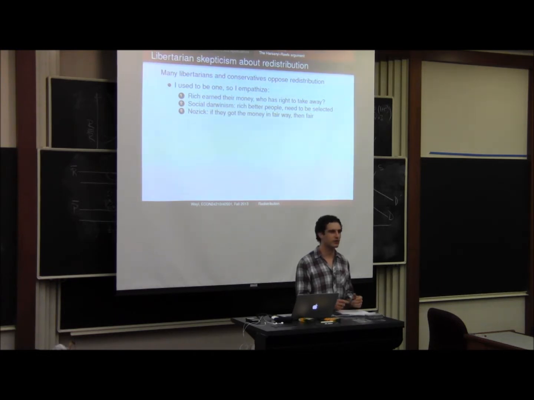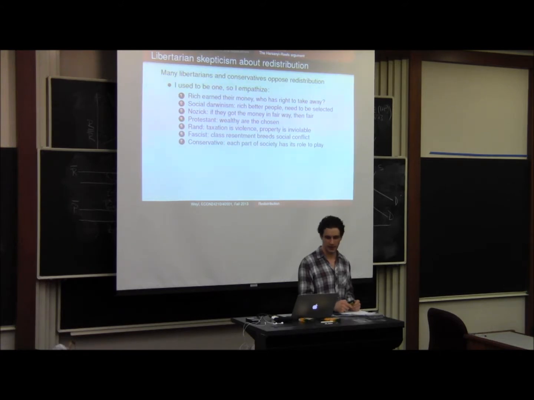Nozick argued that if we start from a fair arrangement of resources and the rules are fair, we should just accept whatever outcome comes out of that. Protestants have a view that the wealthy are the chosen of God, and that you shouldn't undo what God has done. Ayn Rand argued that basically taxation is a form of violence and that property is an inviolable part of people's identities and that you can't take it away. Fascists have argued that redistributing wealth breeds class resentments, and that it's more important that countries feel that they're one coherent organic being, and you shouldn't foster these resentments through class warfare via taxation. Conservatives argue that each part of society has a specified role, and taxation undermines those roles by making it difficult for people to play the roles they've come to play in society.